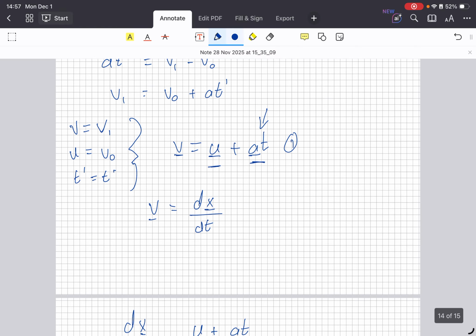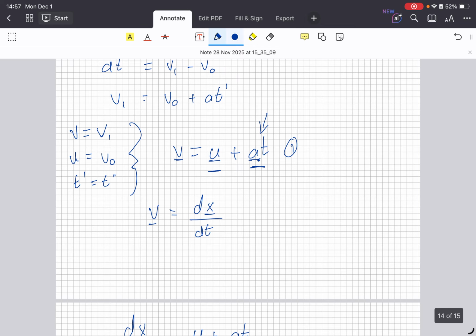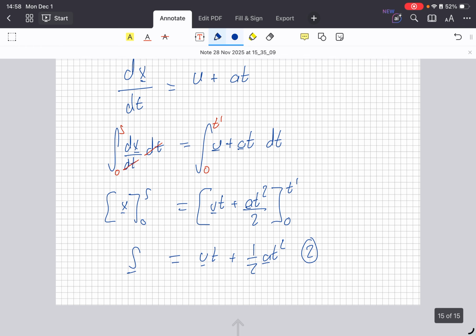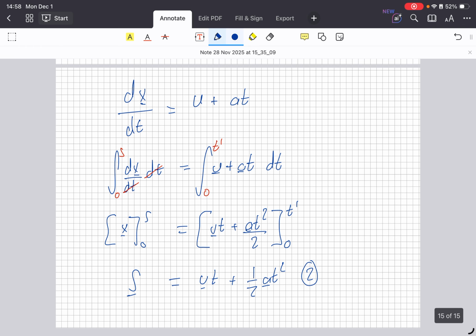So we have two equations that we've arrived at simply by using the fact that acceleration is constant with respect to time and the fact that we know the relationship between position, velocity, and acceleration. So we have v equals u plus at and s equals ut plus a half at squared.